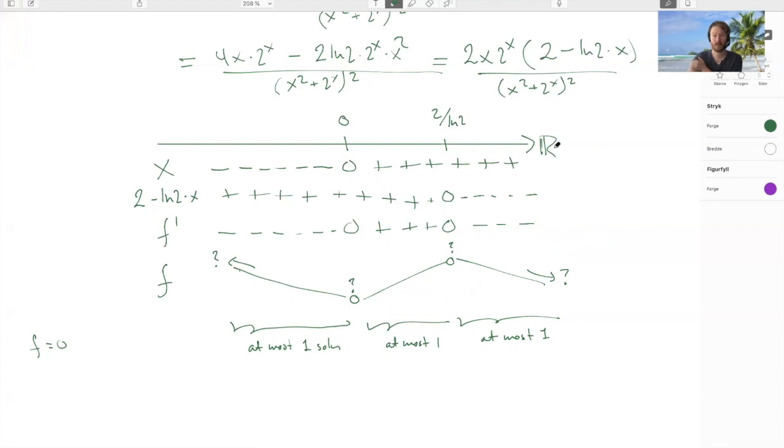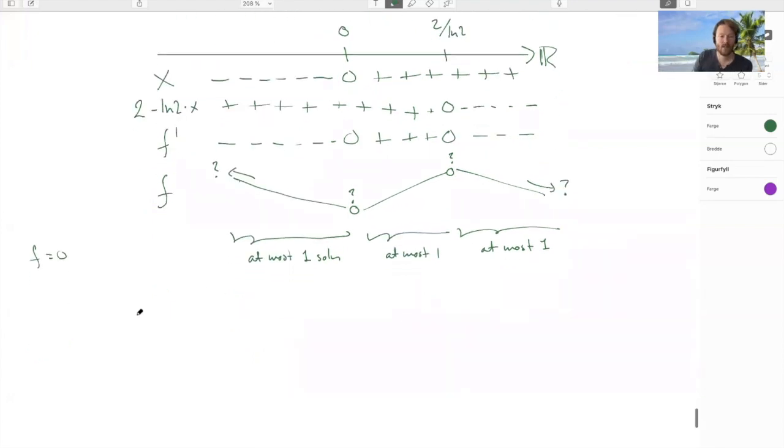So I have 4 question marks to fill out. So how to do this? Well, let's do the limits first. So let's do the limit as x goes to minus infinity first, like this. Let's recall who f of x was. So f of x was x squared minus 2 to the x divided by x squared plus 2 to the x. And when x goes to minus infinity, these two guys go to plus infinity. And here I get 2 to the minus infinity. So this guy here goes to 0, and this guy goes to 0.